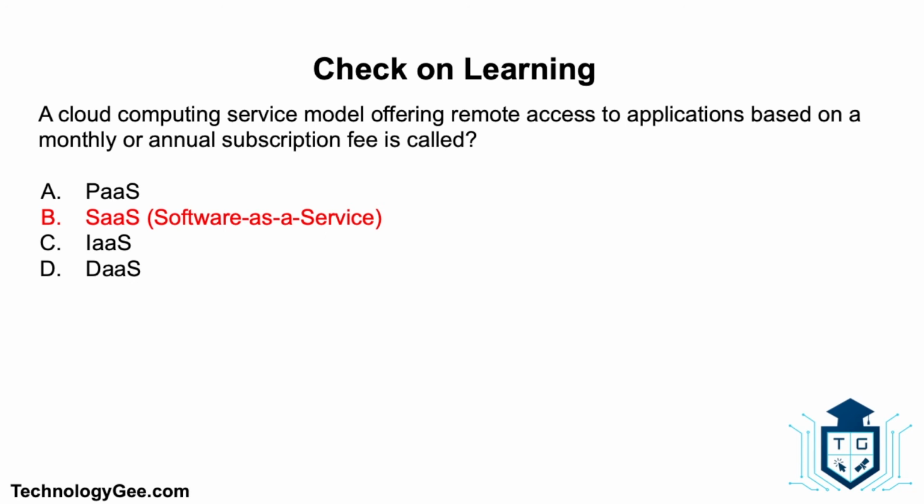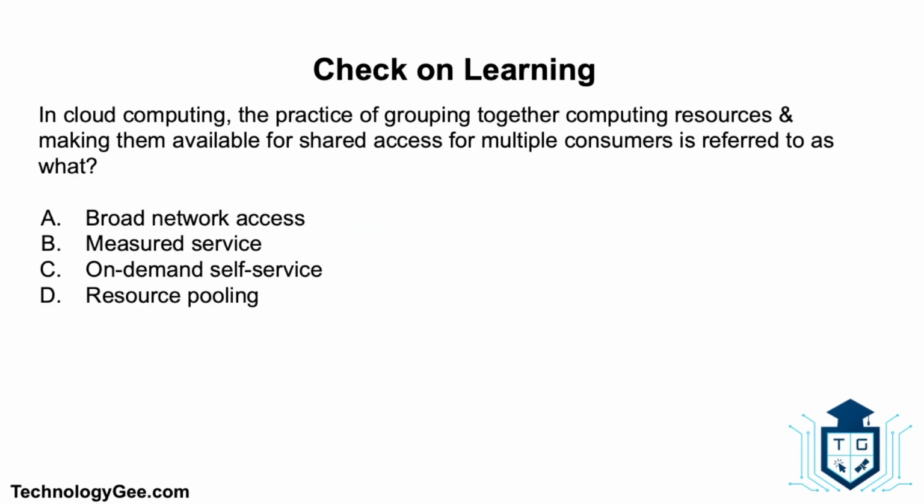Next question. In cloud computing, the practice of grouping together computing resources and making them available for shared access for multiple consumers is referred to as what? Broad network access, measured service, on-demand self-service, or resource pooling. So the practice of grouping together computer resources and making them available for shared access for multiple consumers is known as, this would be resource pooling.